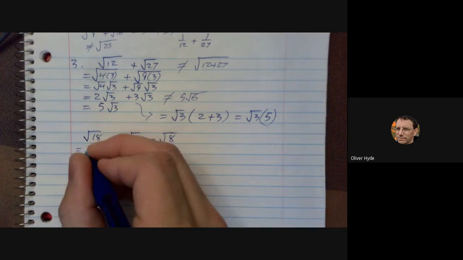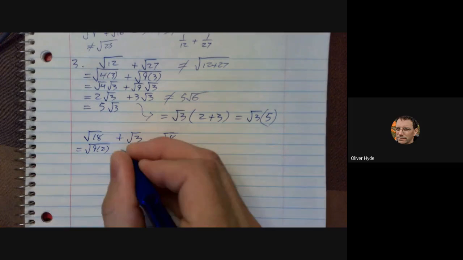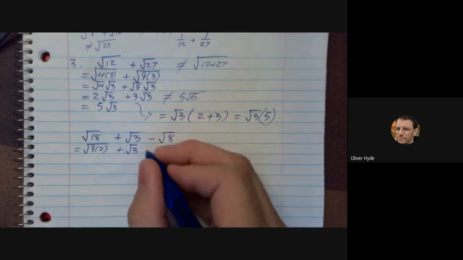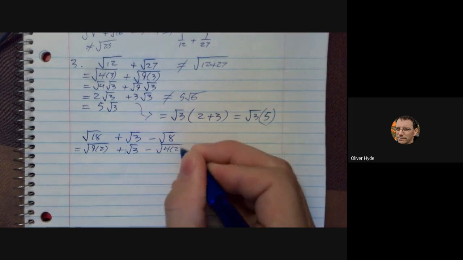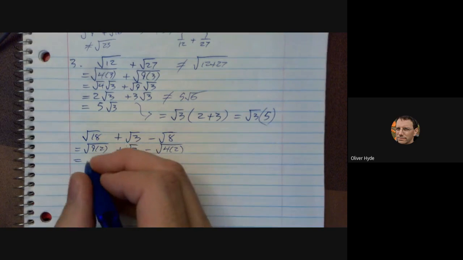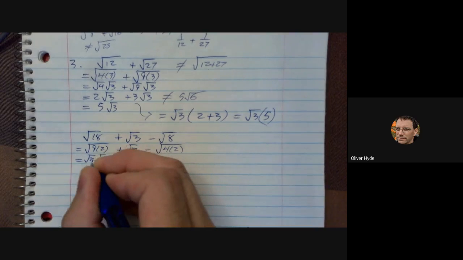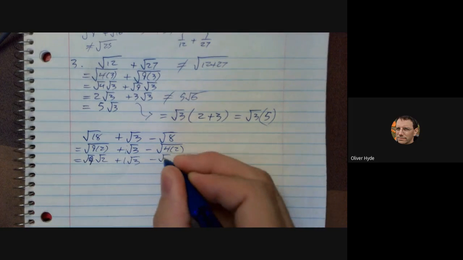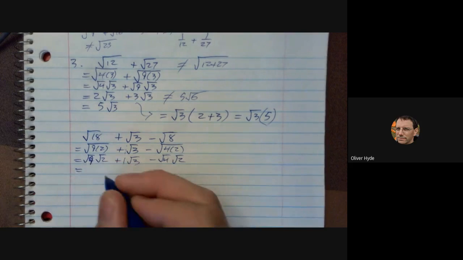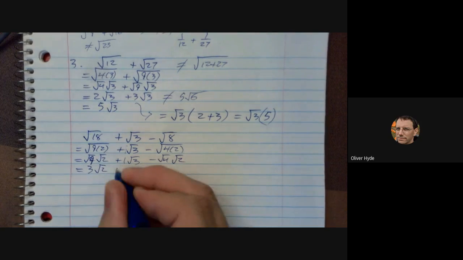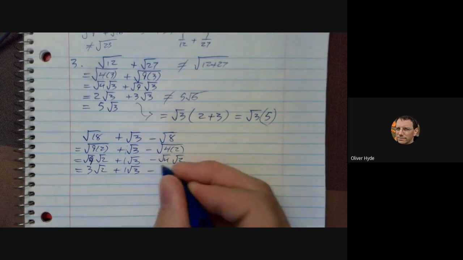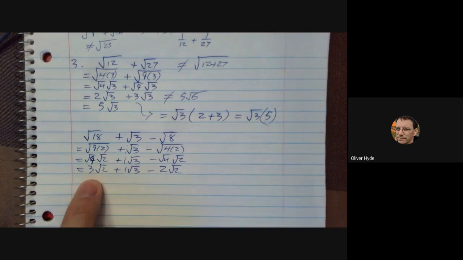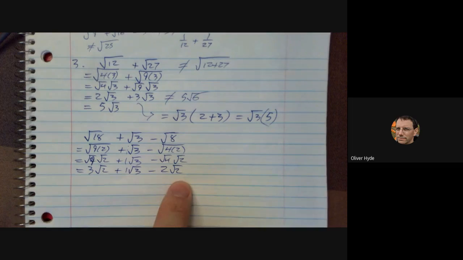Root 18 is root 9 times 2. Root 3 is a prime number, so I'll leave that there. That's a 1 root 3, by the way. Root 8 I can write as root 4 times 2. This is going to give me root 9 times root 2 plus a 1 root 3 minus a root 4 times a root 2. Root 9 is 3. Root 4 is 2. So I have 3 root 2's plus 1 root 3 minus 2 root 2's.